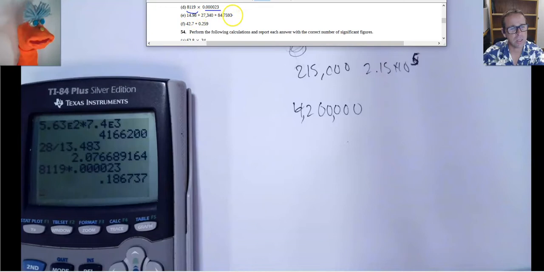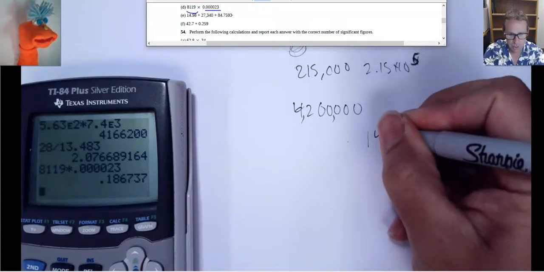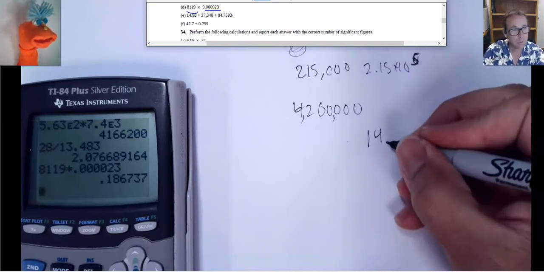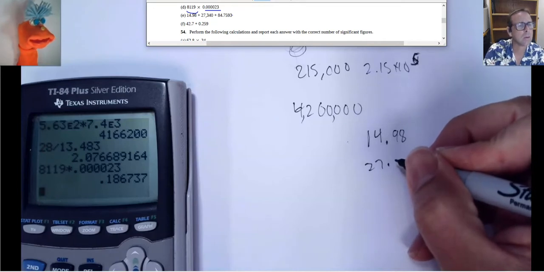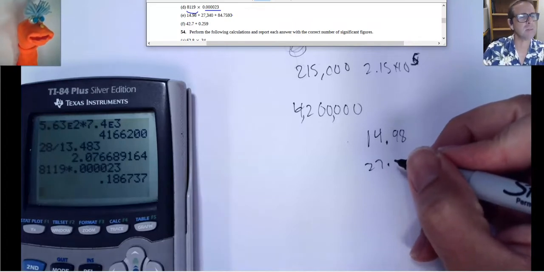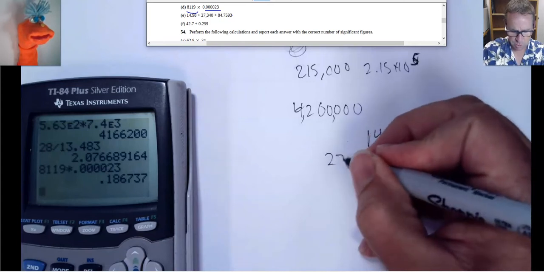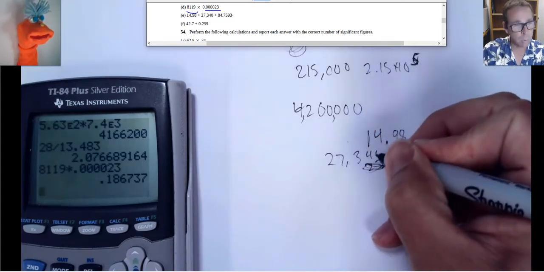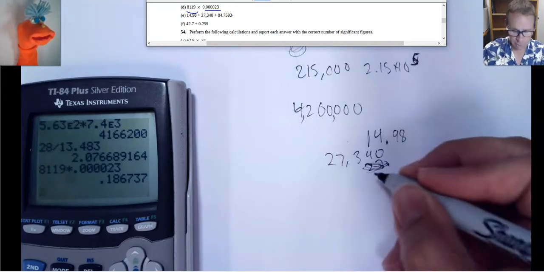All right, E there, this is addition. Now, addition is different, and it doesn't really help us a ton to count up the number of significant digits in addition. In addition, what we do is we line up our values that are in addition or subtraction. 14.98, 27,000, is that 27,000? Wonder if they meant it to be 27,000. 27,340, and then 84.7593.